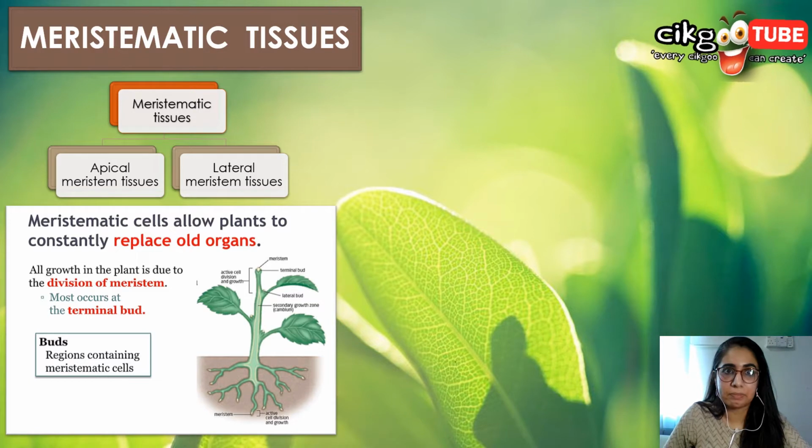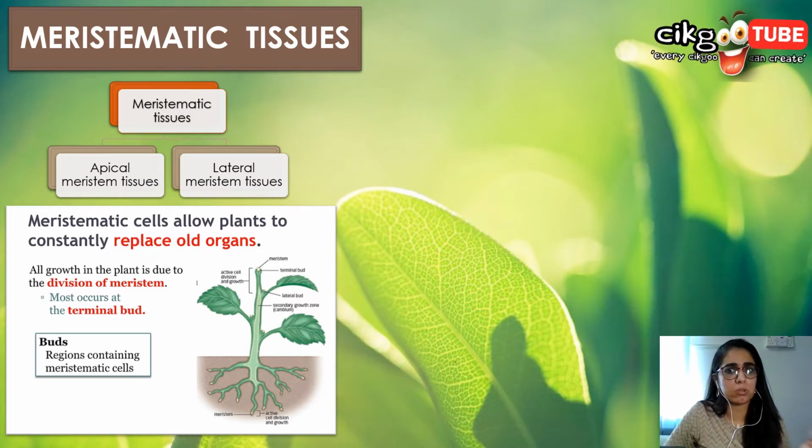Now let's look at meristematic tissues. What is meristematic tissue? It is tissue made up of actively dividing cells that have not undergone any differentiation. The cells have thin cell walls, a large nucleus, dense cytoplasm, and also no vacuole.